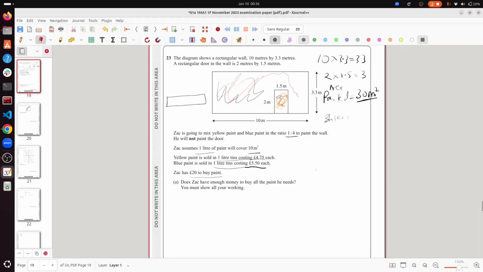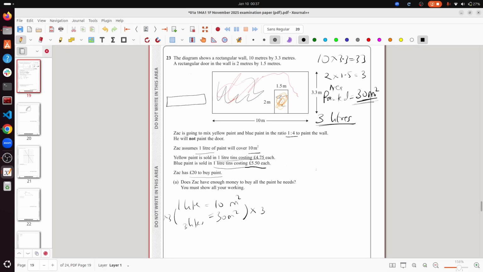Let me write that properly. What he needs is 3 liters of paint. If you're not sure how I got the 3 liters, we can see there that 1 liter is covering 10 meters squared, and the area he needs to paint is 30 meters squared. What have I done here? I've multiplied by 3. Do the same on this side. I have 3 liters, so that's how I got my 3 liters.